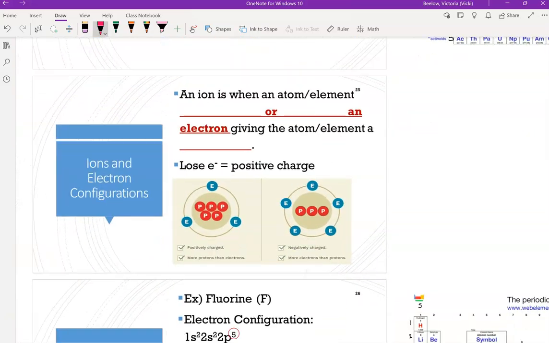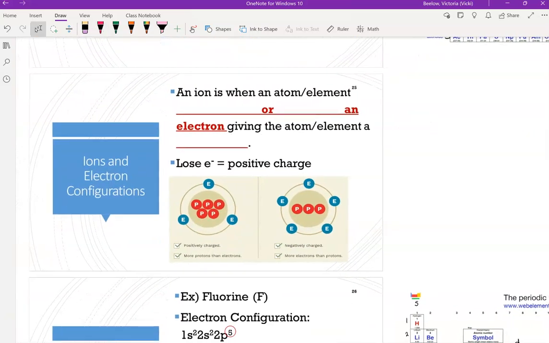All right, lastly is ion electron configurations. So remember that ions are things that have a charge. That means the number of protons and electrons is not the same. This can happen when an element or atom gains or loses an electron, and when that happens, we have a charge.